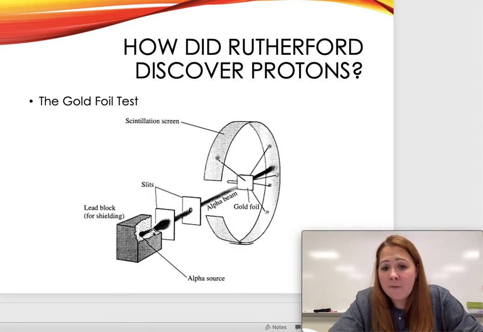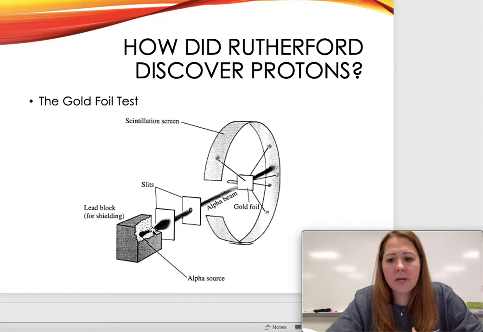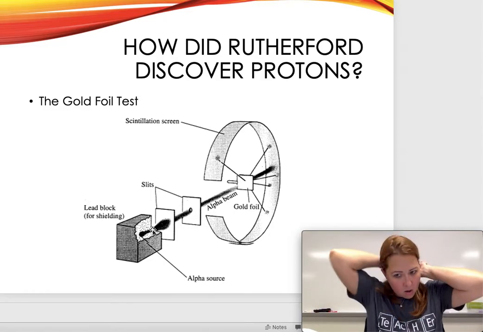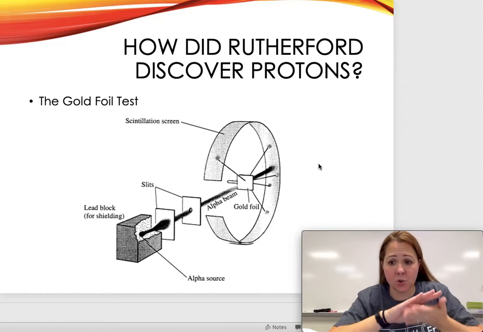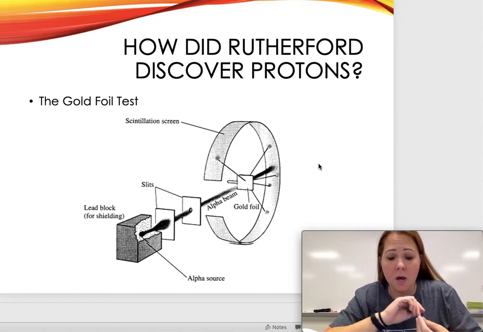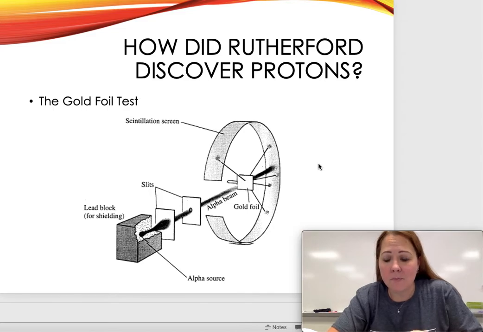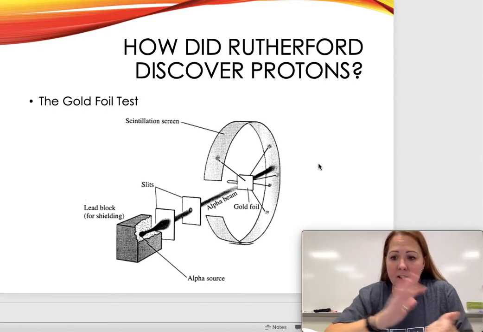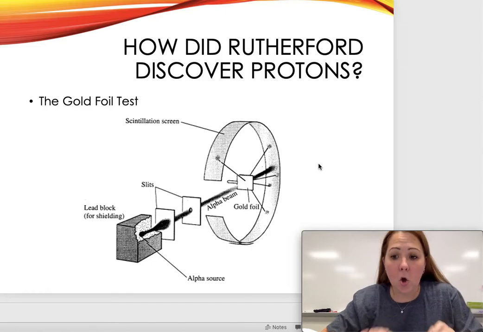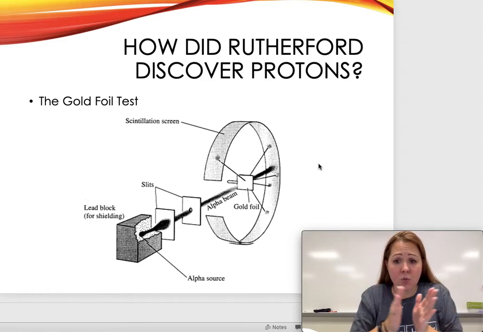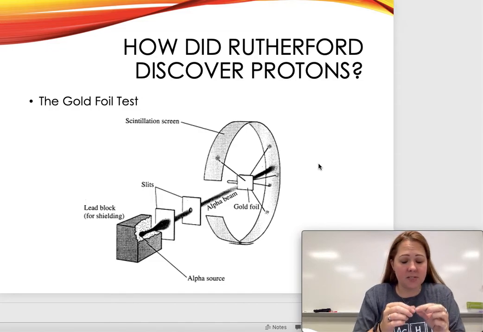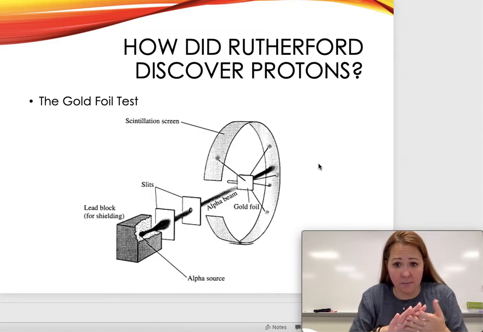So he took alpha particles, which are a type of radiation. You really don't need to know what those are. But he was shooting them at a piece of gold foil. Gold foil is just a really squished flat piece of gold. Aluminum foil is aluminum that's crushed real flat. Tin foil is just a metal that's squished real flat. Gold was used here because you can squish it so flat that it's almost down to just a single layer of atoms.